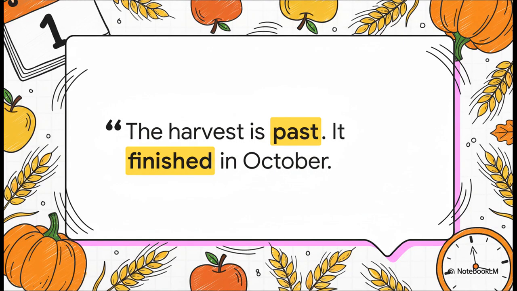Now look at this sentence. The harvest is past. Here, past isn't naming a time period, it's describing the harvest. What kind of harvest is it? It's a finished one, a completed one. That second part, it finished in October, just confirms what the adjective past already told us.